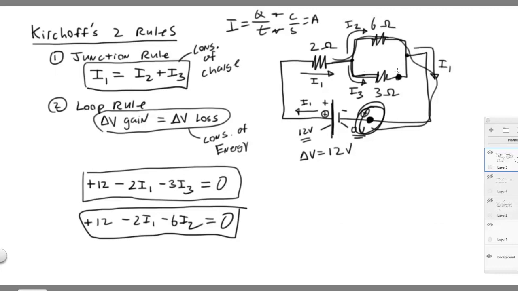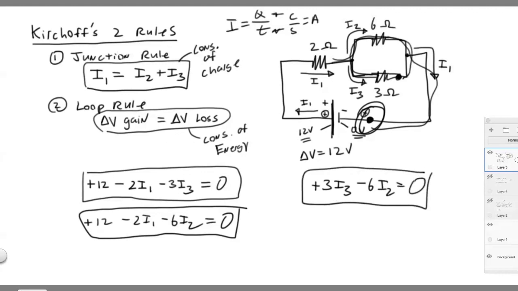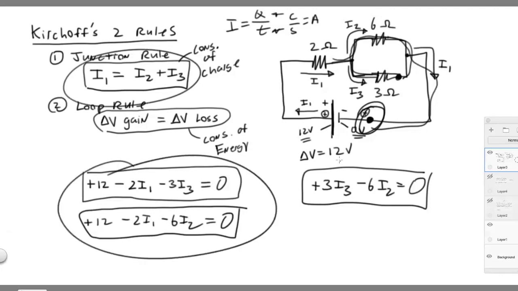So starting our loop right here, we cross this 3 ohm. That's going to be plus 3I3, just using Ohm's law, and then coming around the 6, we're now crossing the resistor with the current. That's minus 6I2, and then we're back to where we started. Voltage gain equals voltage loss. Now, these equations can be solved for any of the variables that you're being asked to solve for. It's just a system of equations. Okay, so that is Kirchhoff's rules.